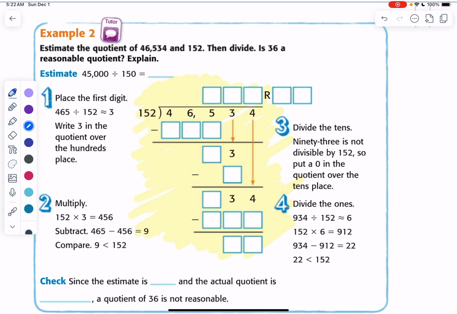Okay, estimate the quotient of 46,534 and 152. Okay, so it says estimate. So here's our estimation, 45,000 divided by 150. Cross off my matching zeros. And then if we're getting good at this, it's not a math fact, but I highly recommend, just like I want you to get comfortable with skip counting by 25, I want you to get comfortable skip counting by 15s as well. So let's think about that for a second. Why am I saying that first of all? Well, because we're looking at 45 divided by 15 right here, okay?